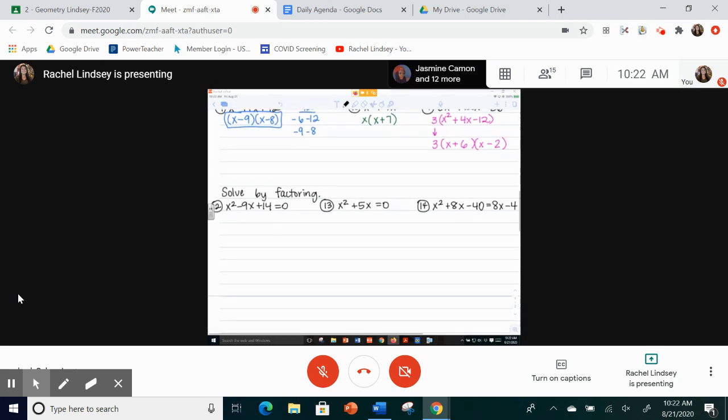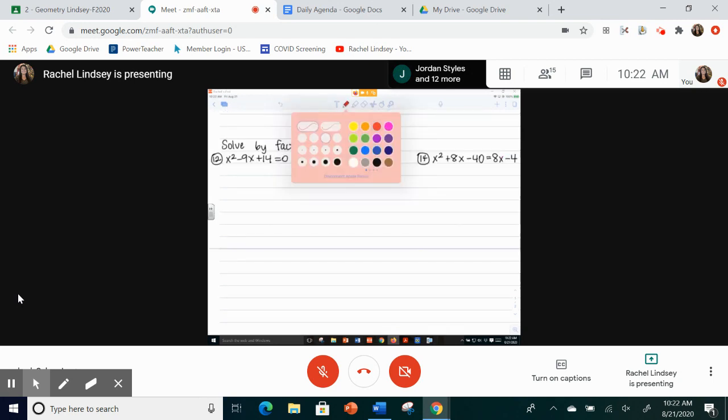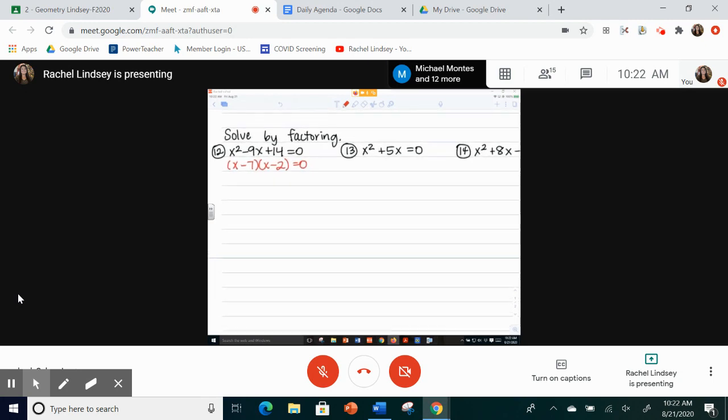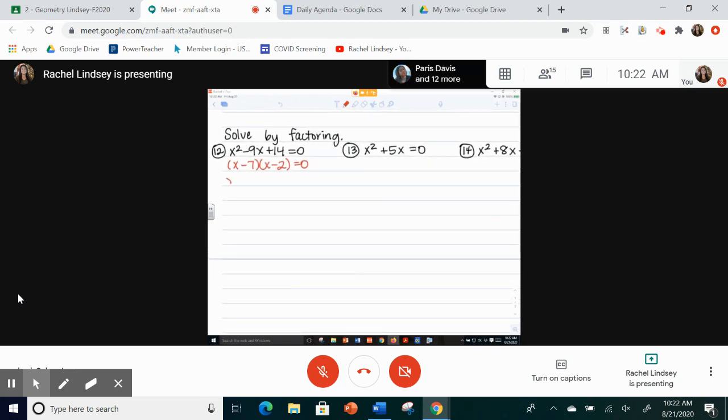Okay, so looking at the first one that I already have up there. What two numbers multiply to give you 14 and add to give you 9? 7 and 2. And since 9 is negative, that means they both have to be negative. And then to solve, I'm just going to set them equal to 0 by zero product property. I'll get x equals 7, x equals 2.